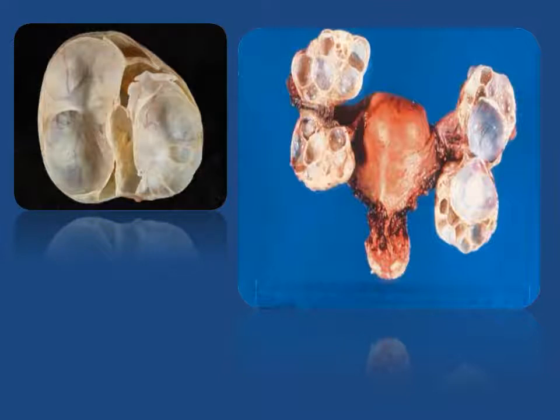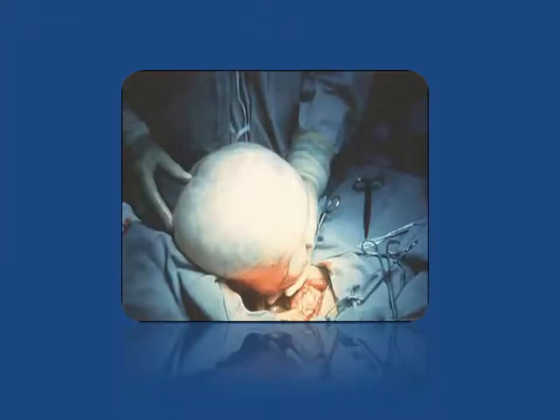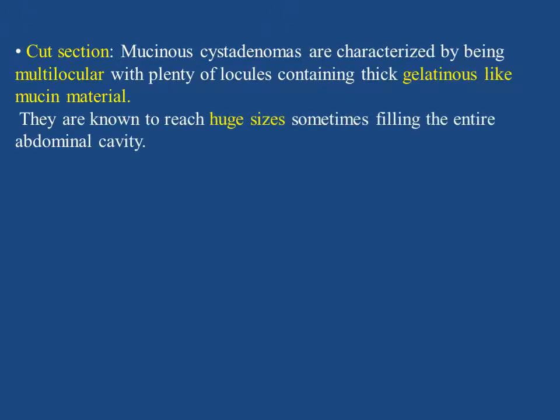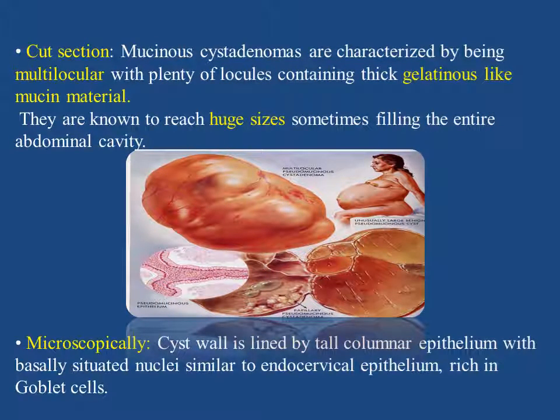They contain thick gelatinous-like mucin material, and they can reach even sometimes filling the entire abdominal cavity. So the cut section, as I told you, is multilocular, plenty of locules. They contain gelatinous-like thick material. They can reach huge size, and microscopically, the cyst wall is lined by tall columnar epithelium. This is similar to the endocervical epithelium and rich in goblet cells.